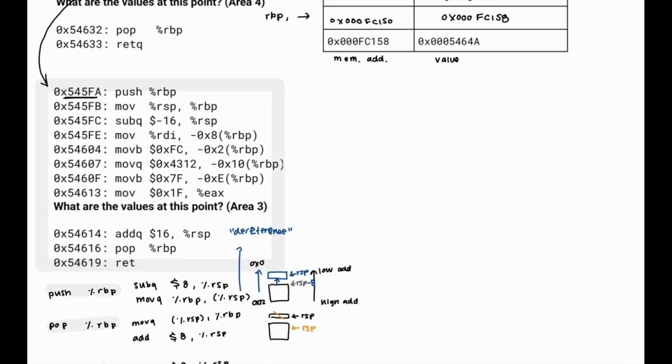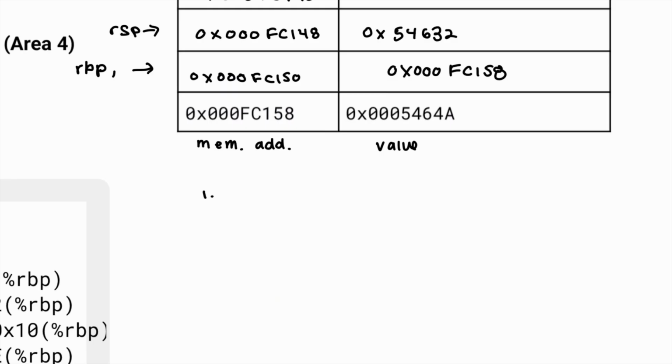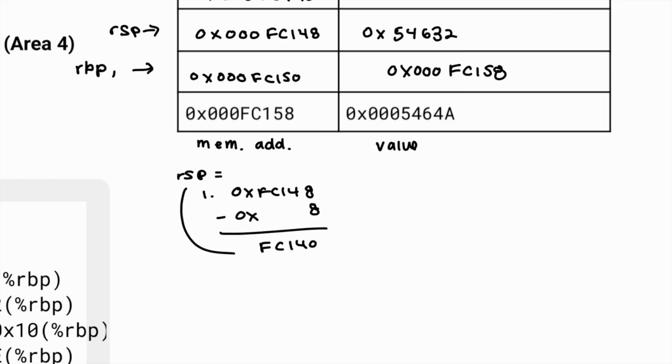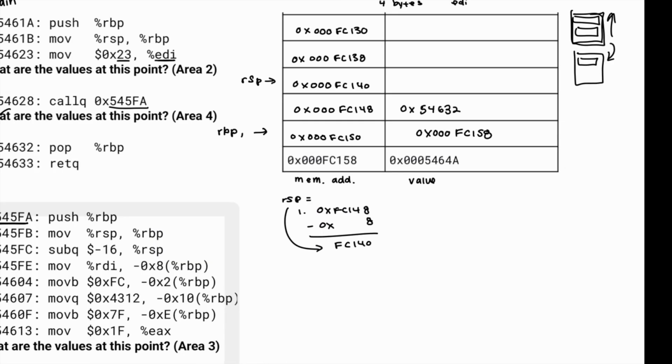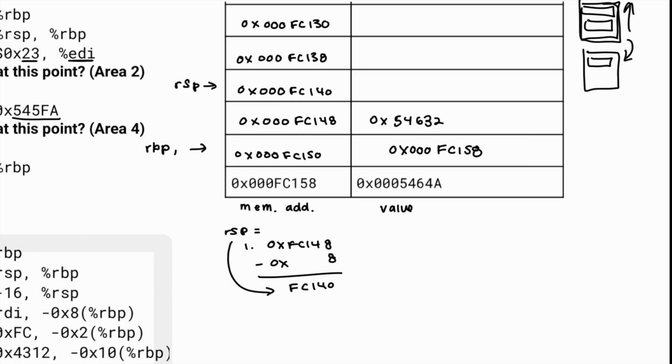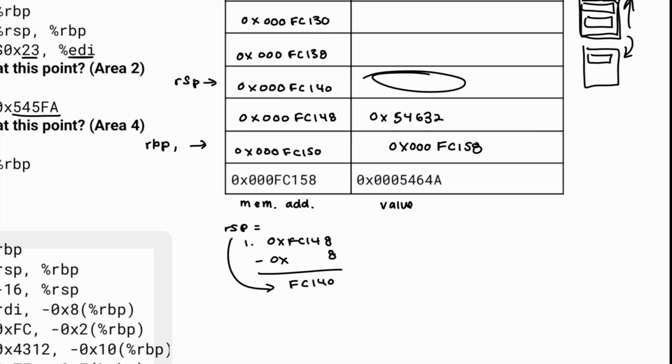The first step is to push RBP. Again, we're making space on the stack. So 0xFC148. This should be easy. If we're subtracting 8, it just becomes FC140. This is RSP. So now RSP has FC140. We're going to go up when we subtract 8 bytes. Then we're going to move the current value of RBP into this space. So RBP is FC150. So we're going to do 0xFC150.